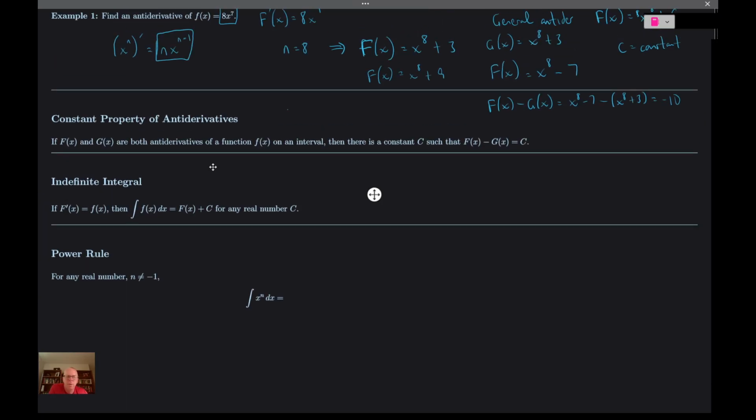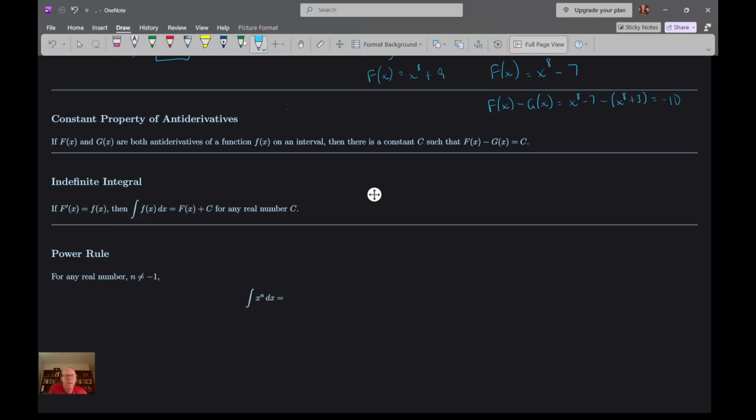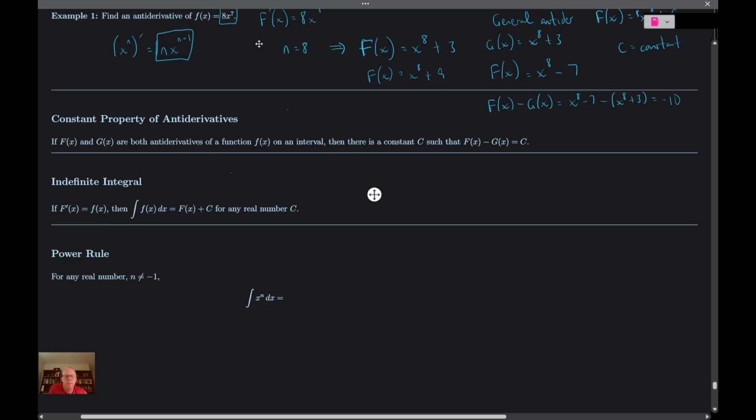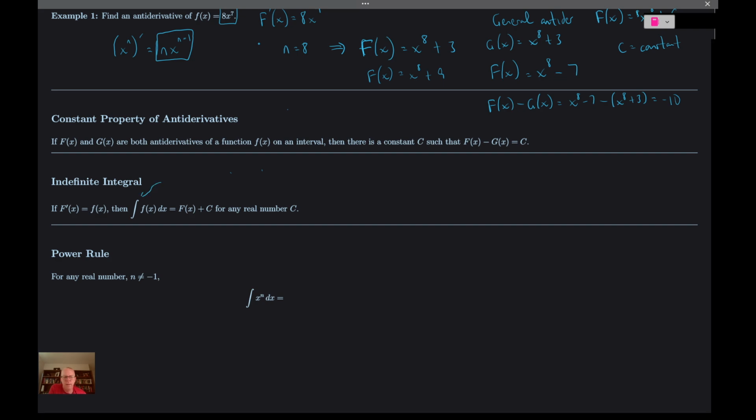If capital F prime of x equals f of x, then this symbol is an integral. And an integral is just a way of symbolically talking about an antiderivative. So you have the integral of f of x, and now this tells you which variable you're integrating with.